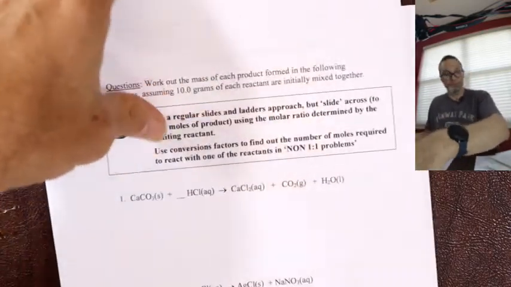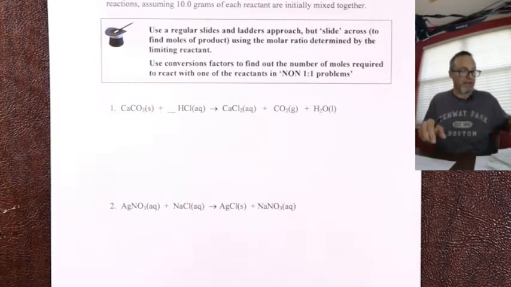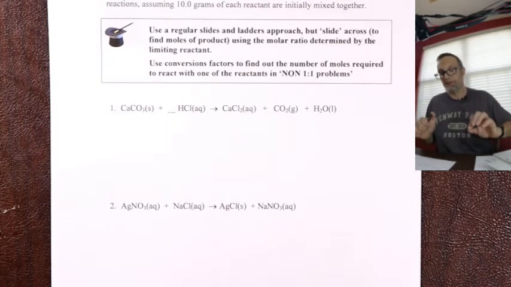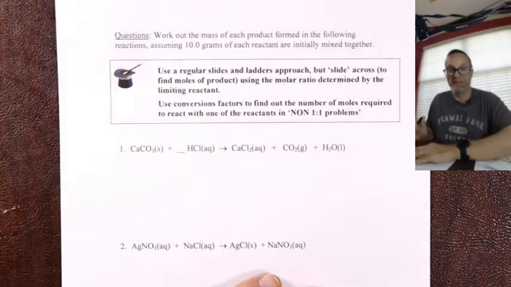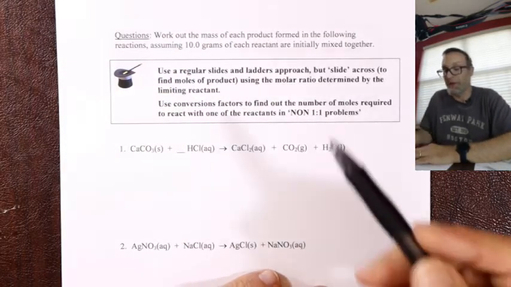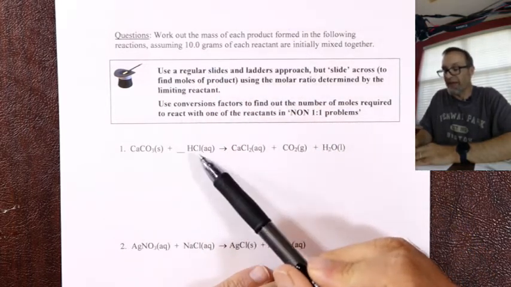Maybe we'll do the first one together. That's probably a good idea, and then you guys can try the rest. As I mentioned, we don't really try to put them in the test tube in the right ratio at all. We just throw some stuff in and do the math. So in this case, we'll do exactly the same thing. We're going to put 10 grams of each reactant.